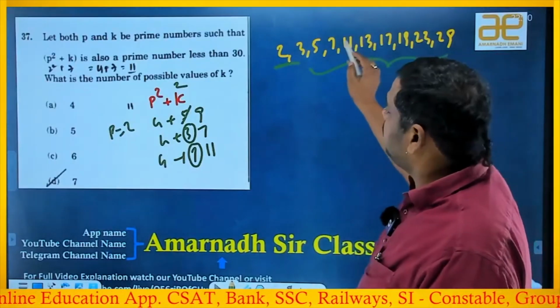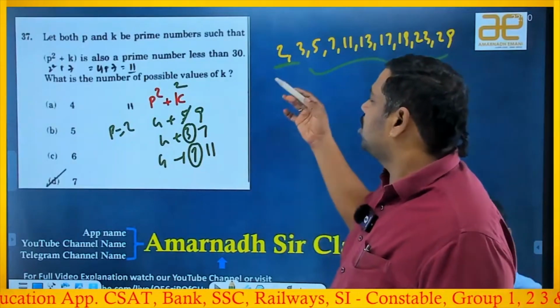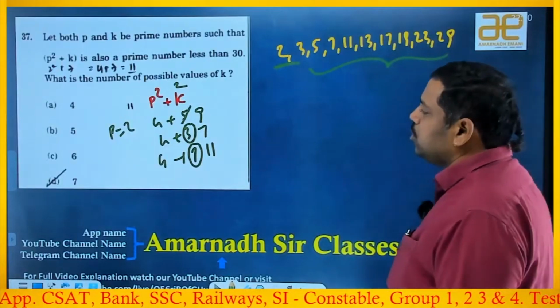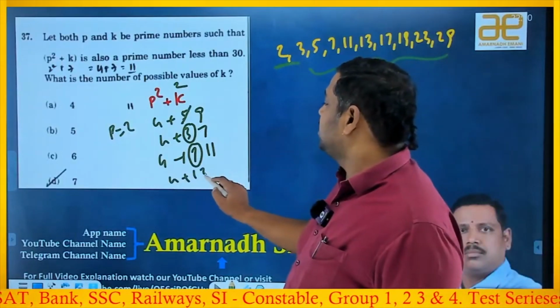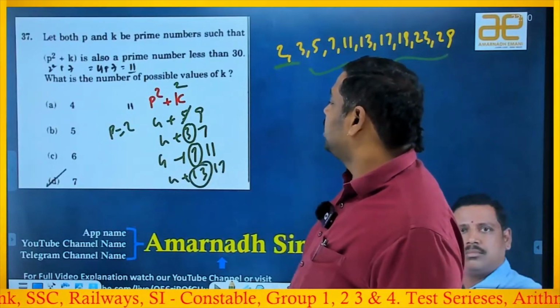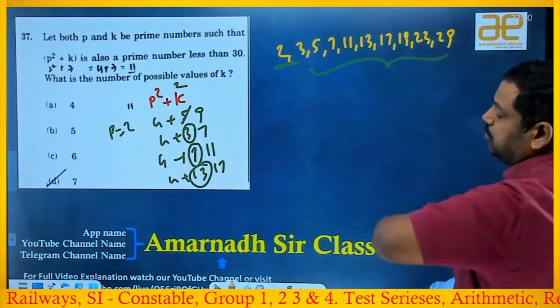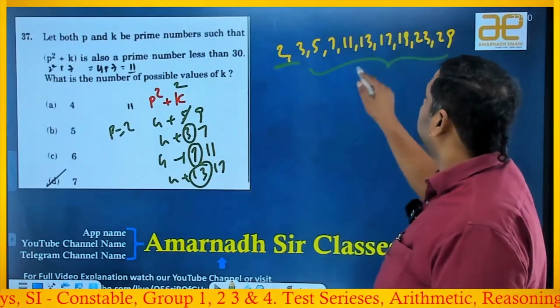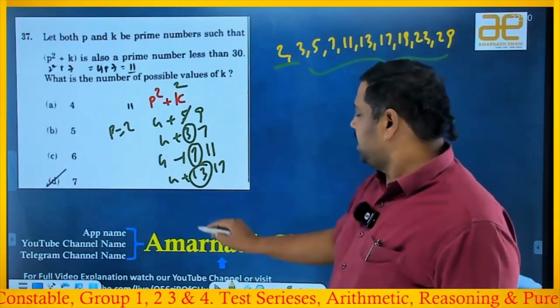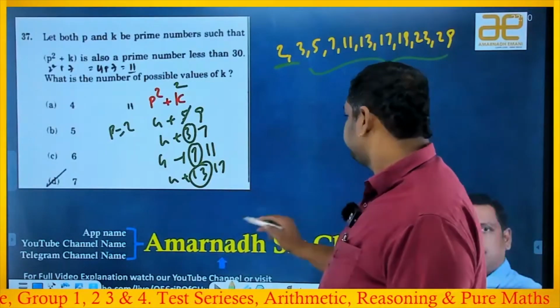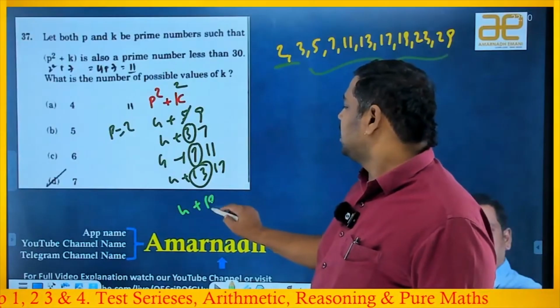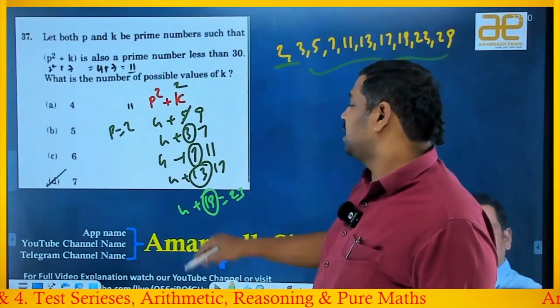So 7 tried. Now next, 11, if I try. 4 plus 11 is 15, not a prime number. Leave it. 13, if I take, 4 plus 13 is 17. Yes, it's a prime number. So 13 is a possibility. If I take 17, 4 plus 17 is 21, not a prime number. If I take 19, 4 plus 19 is 23, a prime number. So 19 it can take.